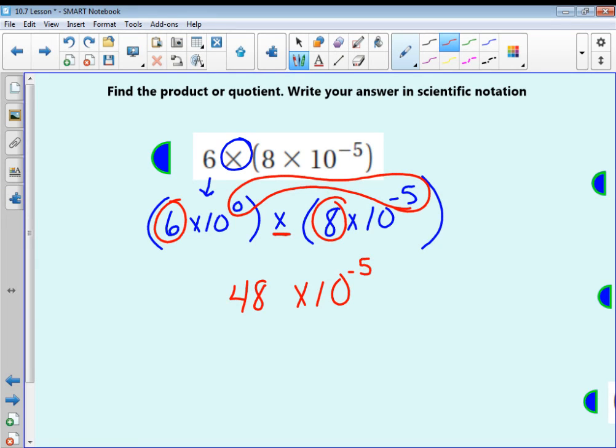Now, this is what I was talking about on the previous problem. This part right here is not in proper scientific notation, because no decimal shown means it's here. We can only have one number in front of our decimal, so we have to shift. 48 was greater than 10, so that's a positive, and we moved one place. Final answer: 4.8 times 10 to the negative 5 plus 1, which gives me negative 4.